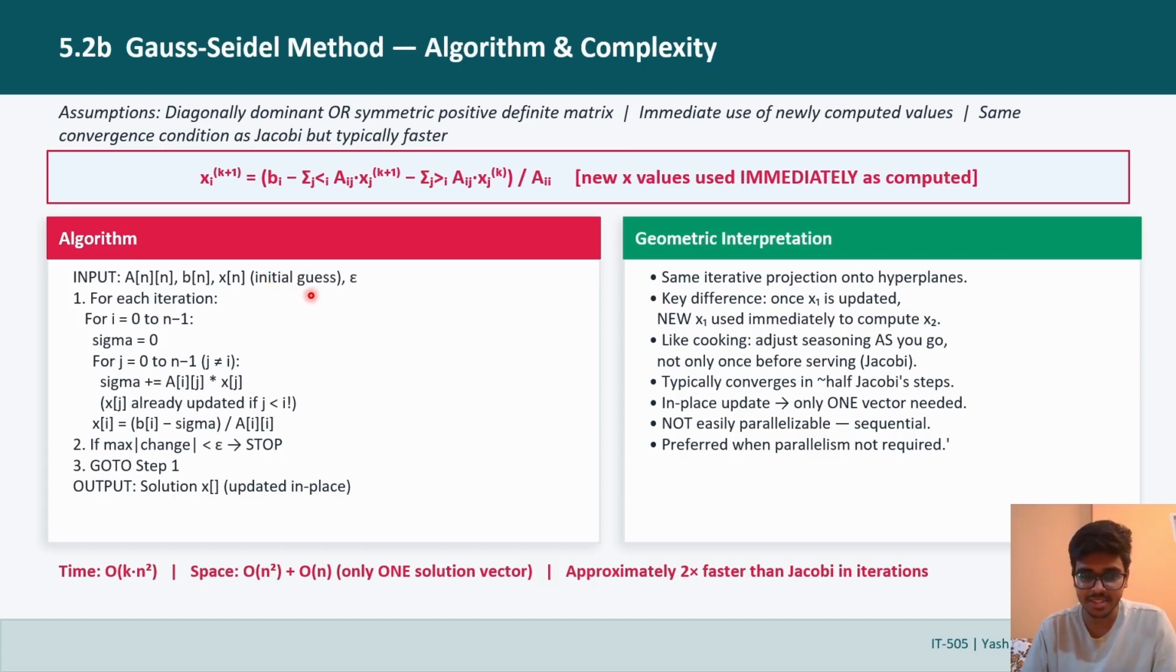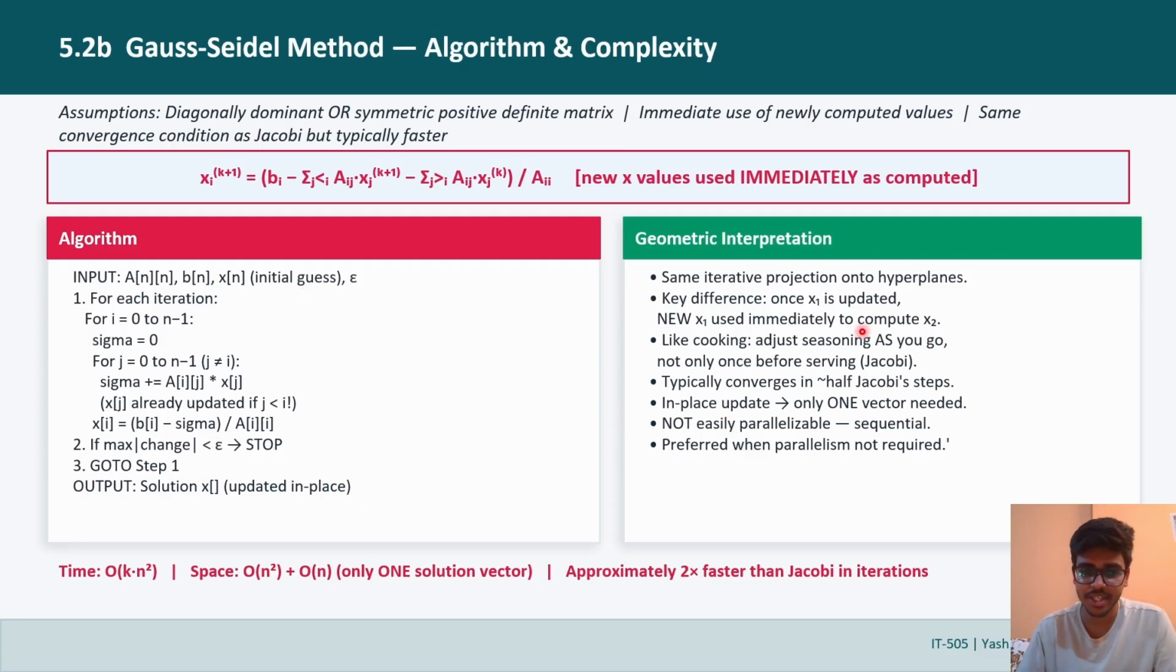Computed sigma as the sum of aij times xj for all j not equal to i. Since xj for j less than i was already updated in this iteration, those newer values are automatically used. Then xi equals (bi minus sigma) divided by aii. We check convergence with each full sweep.